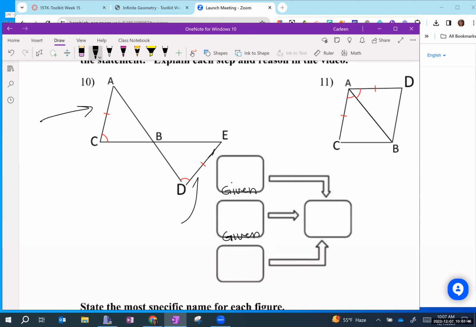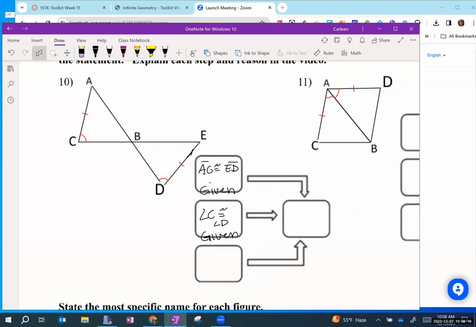Right here? So we're going to say AC congruent to ED. Can you see that's given? Usually it would be up here. And correct, angle C congruent to angle D. Therefore, oh, and there's one more piece. What is the missing piece that we haven't said yet?